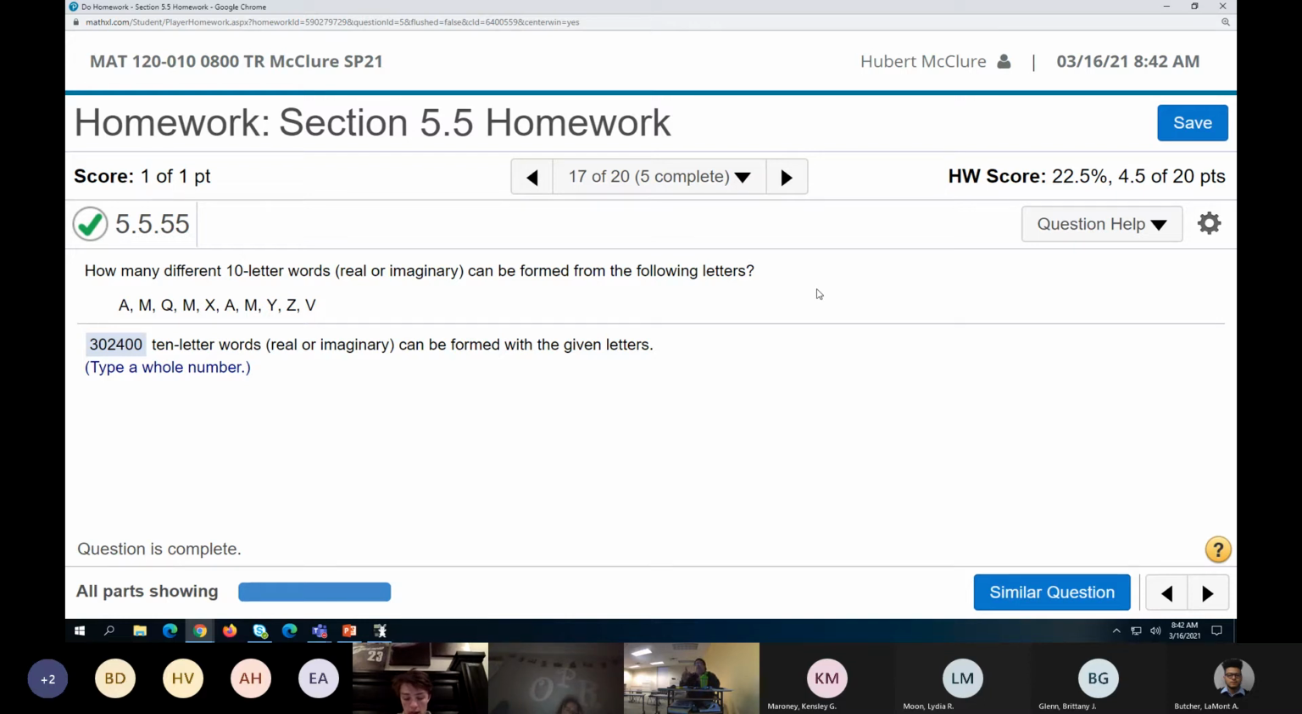Now that's the difference between these two. First of all, this one has repeating letters. Technically, it's not a word. It's just an arrangement of letters. Where smile is a word, and it doesn't have repeating letters. So that's why you do 5 factorial for this one, and you do this one with 10 factorial over 3 factorial times 2 factorial.